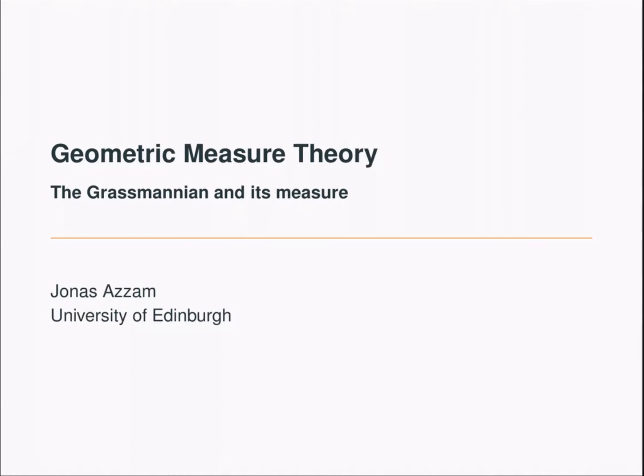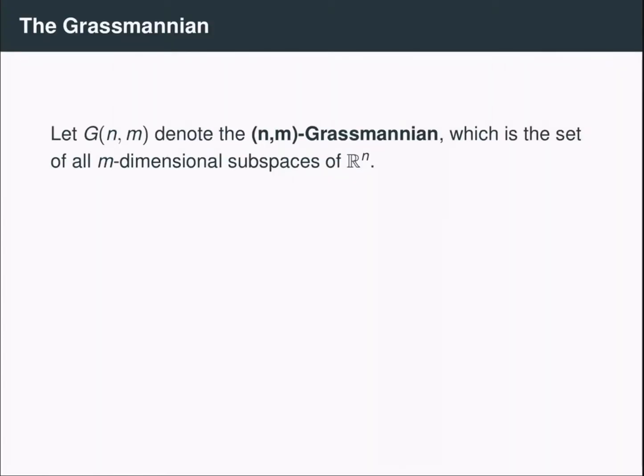For the results this week, it'll be very convenient for us to be able to integrate over the set of m-dimensional planes in R^n. To do this, we need to introduce the notion of the Grassmannian and Grassmannian measure. So the (n,m) Grassmannian is defined to be the set of all m-dimensional subspaces of R^n. You can show that this is a differentiable manifold, but we won't rely on this fact in this class.